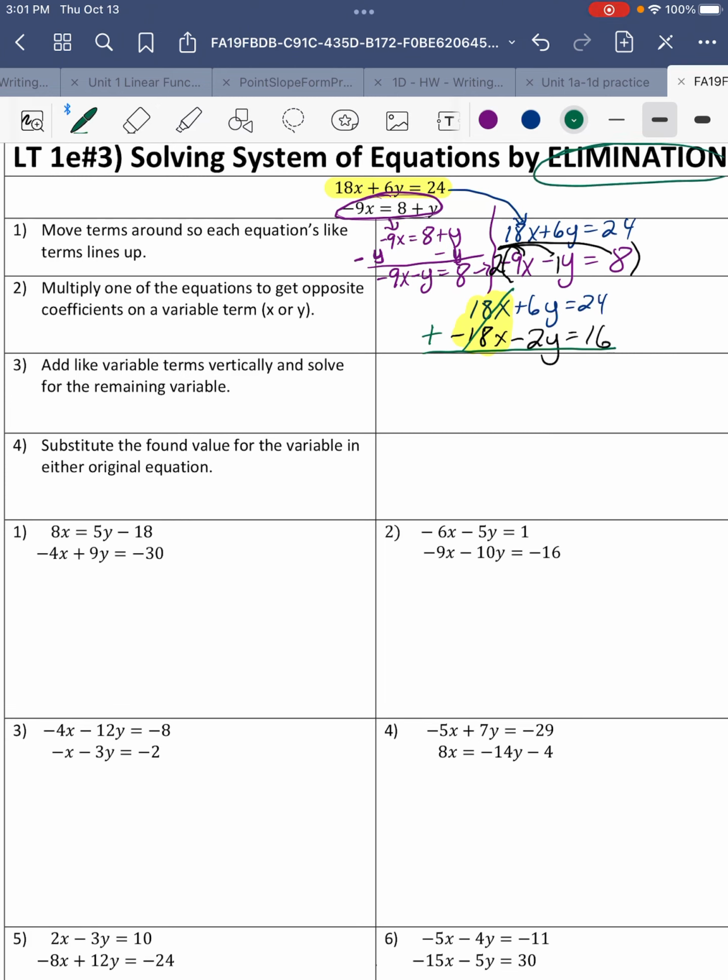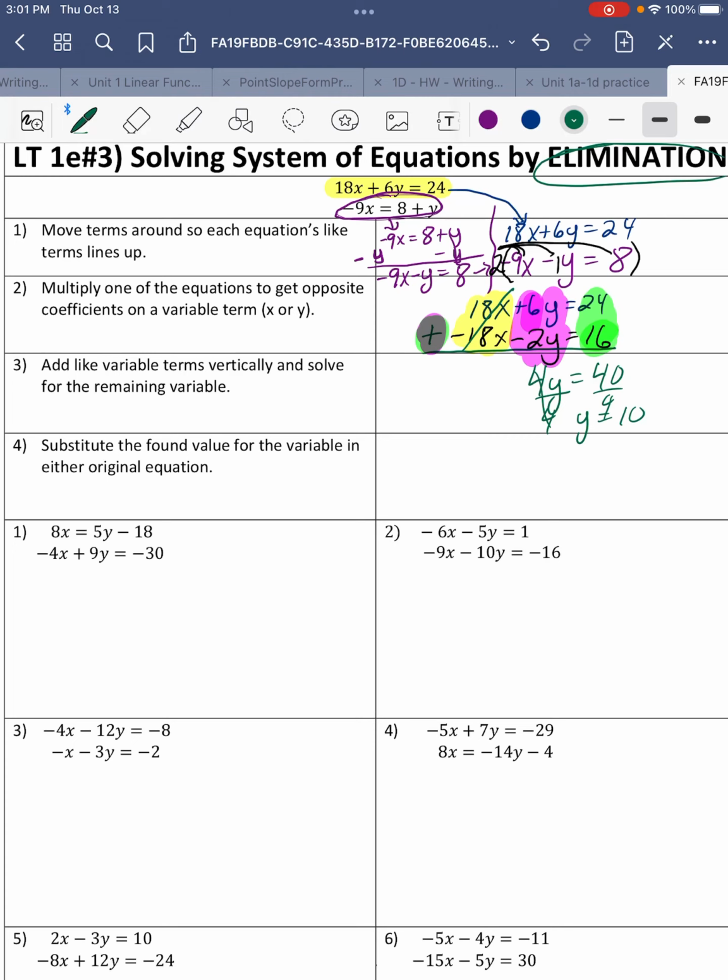We eliminate a variable. Now we have 6y plus negative 2y, or 6y minus 2y, and that is 4y. And now we have the last: 24 plus 16 is 40. And look, now we're down to a one-step equation. We divide by 4, and you get y equals 10.